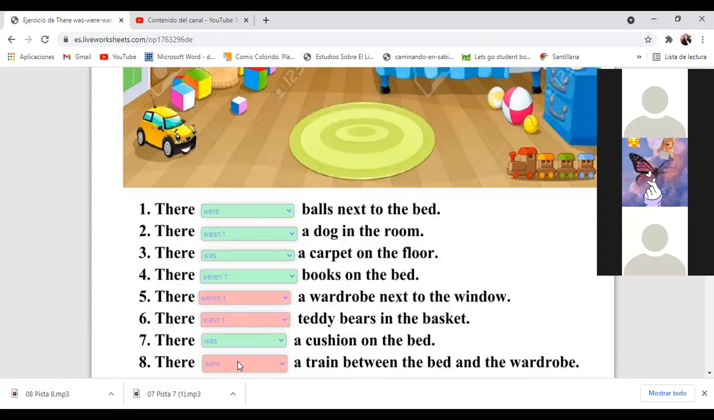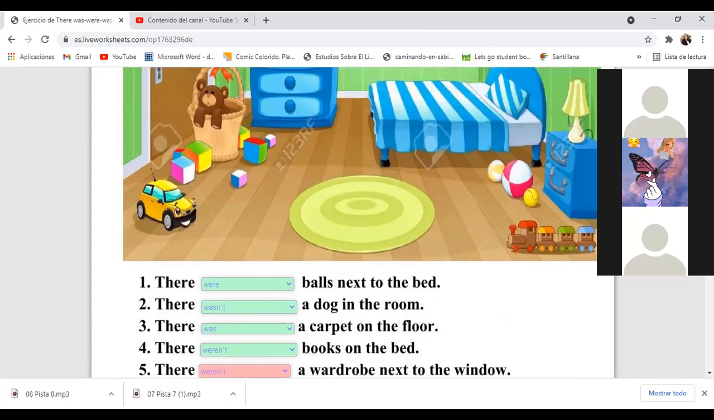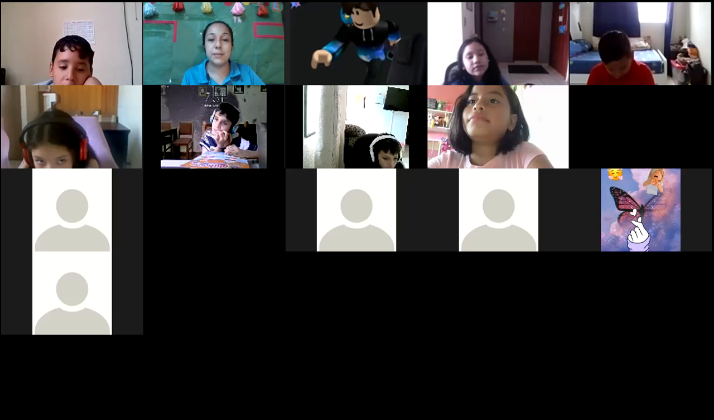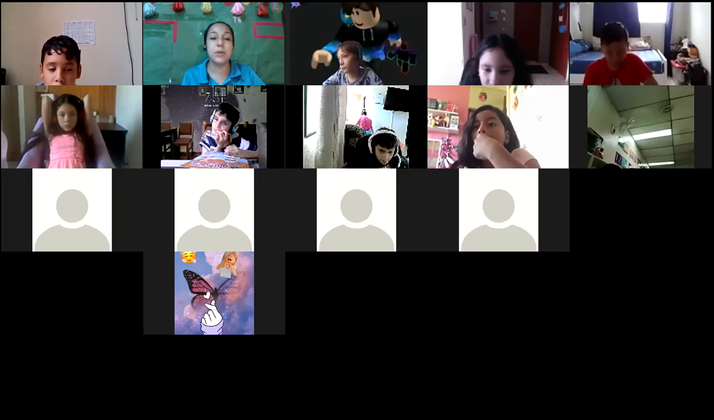There was a train between the bed and the wardrobe? No, there wasn't, okay. Teníamos que elegir there wasn't, porque no hay un tren entre la cama y el armario. Yes? Okay, so we have 7. So we continue practice, yes? Okay, now we pass to our book.